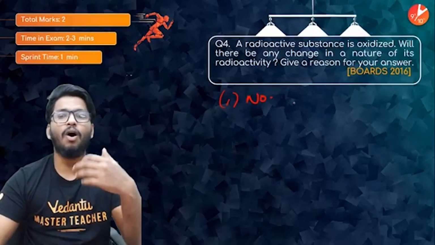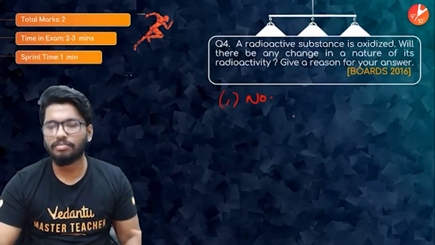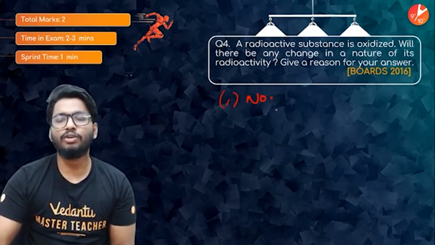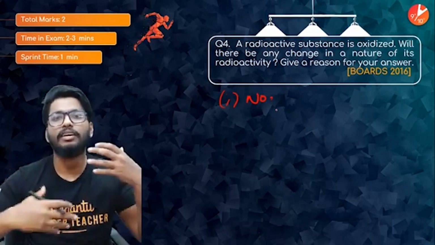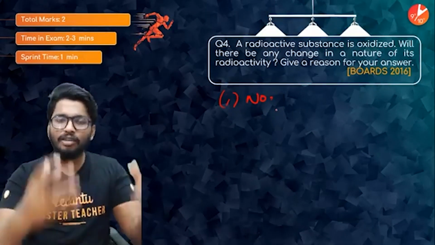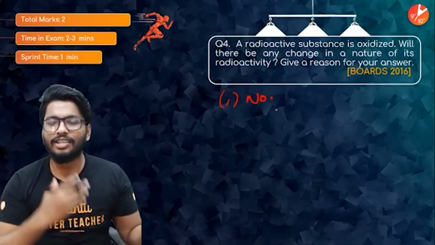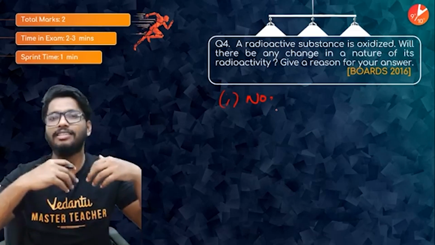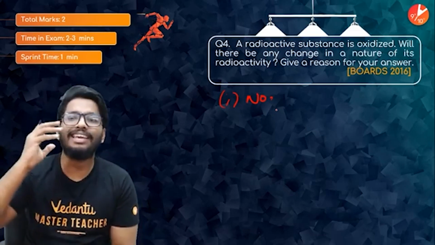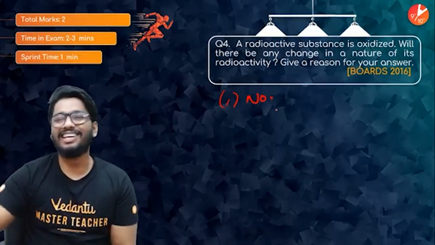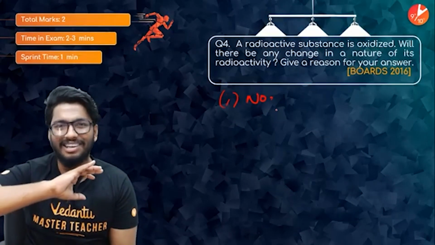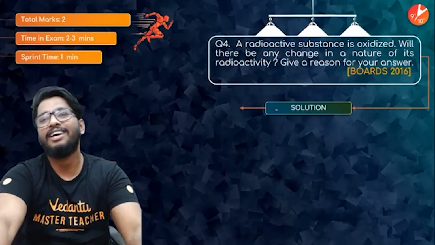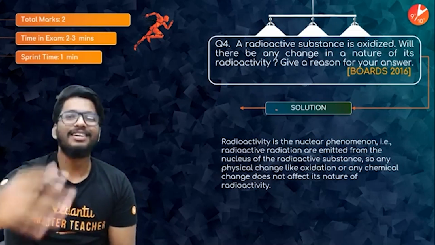Why? Because oxidation is just a chemical change. In oxidation, only the electrons take part in the chemical reaction, and radioactivity is all about the nucleus itself. So there is no interaction with the nucleus. There is nothing happening to the nucleus at all. The nucleus is still intact. So there will be no change in the radioactivity. The nature of its radioactivity will remain the same, because only the electrons are involved and not the nucleus itself. So that is the answer.